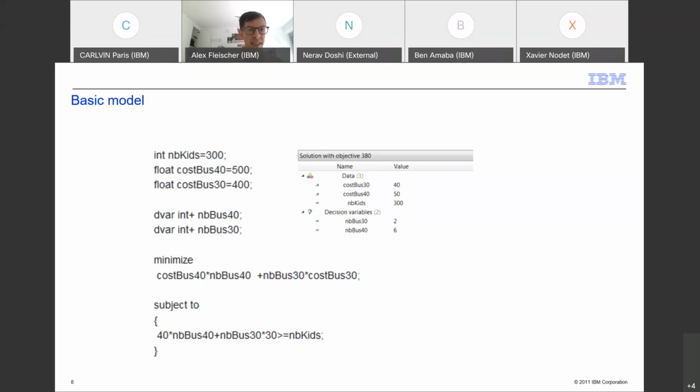And you can see the integer decision variable, nbBus40, nbBus30. You have an objective, minimize cost. So you have the formula of the cost, and you have one constraint. You have to bring 300 kids to the zoo.